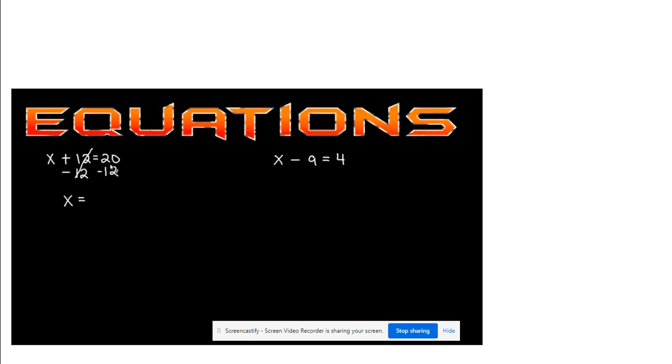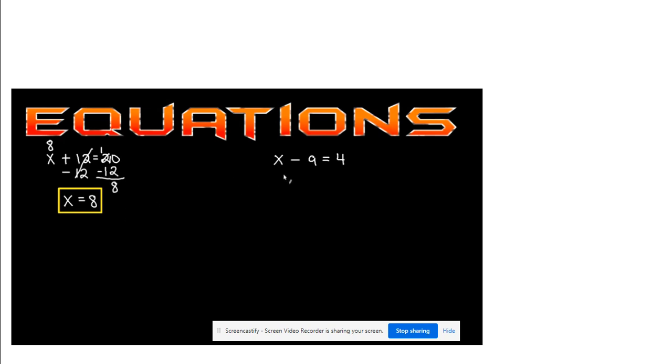And now we can just solve for 20 minus 12. And that gives us 8. We can go ahead and write that here. X is equal to 8. And that makes sense because if we were to go back up here and we know that x was 8, 8 plus 12, sure enough, does give us that 20.